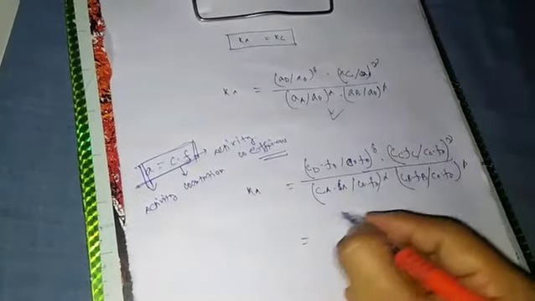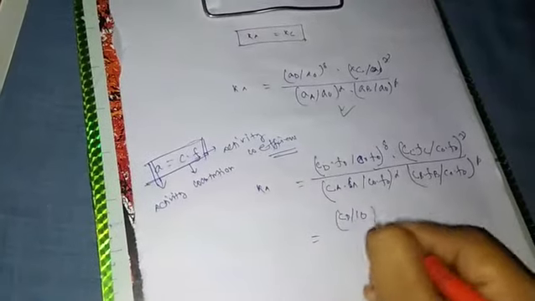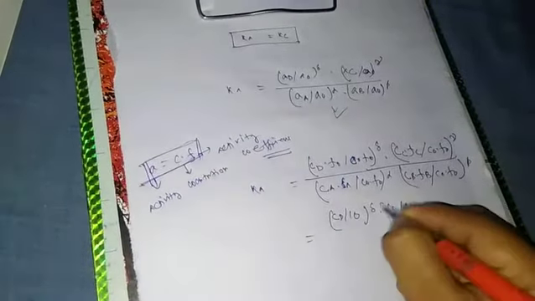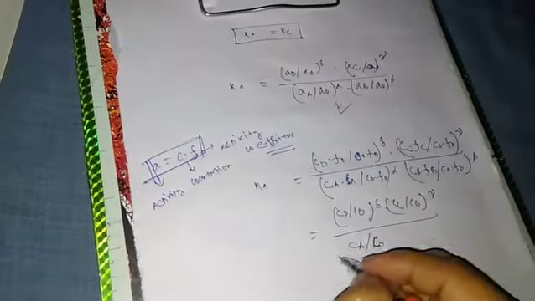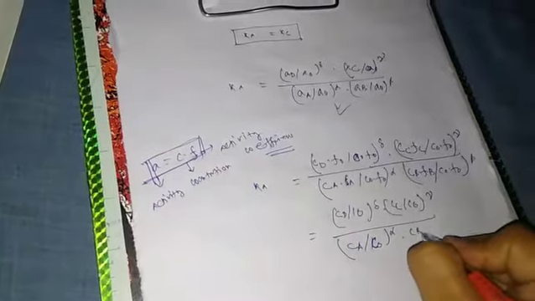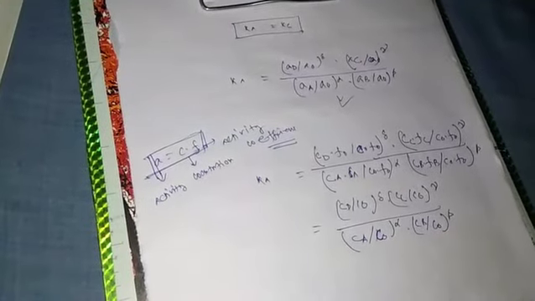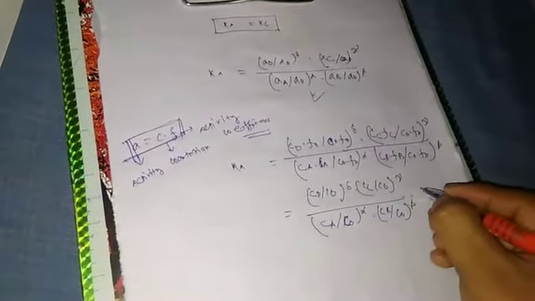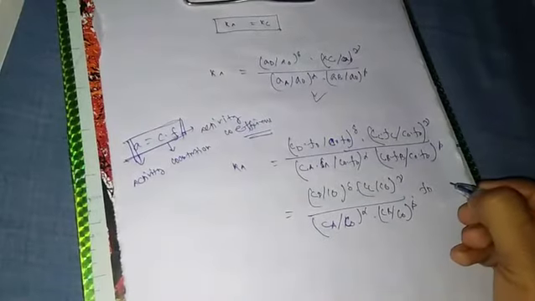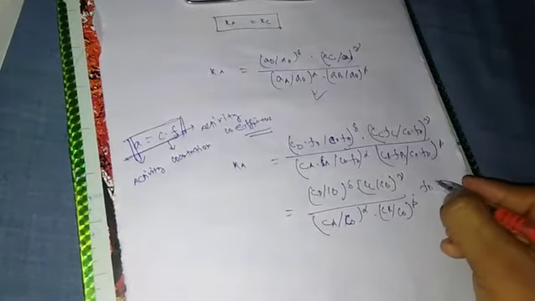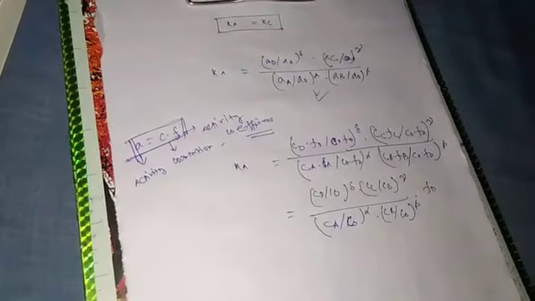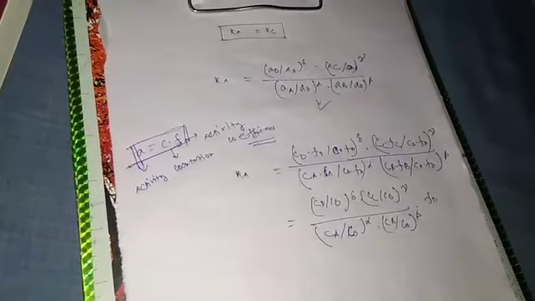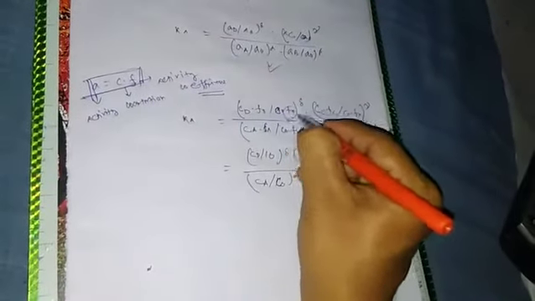Now we separate all: CD divided by C0 to the power delta into CC by C0 whole to the power gamma, divided by CA divided by C0 to the power alpha, CB divided by C0 to the power beta, into FD whole to the power... See here, you can neglect this F0 term.